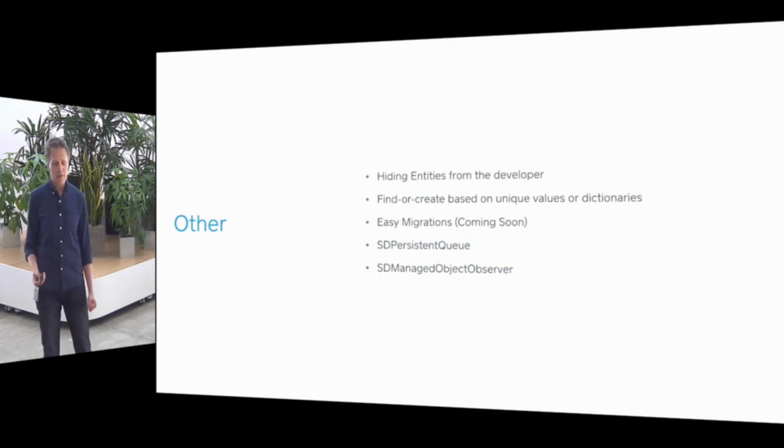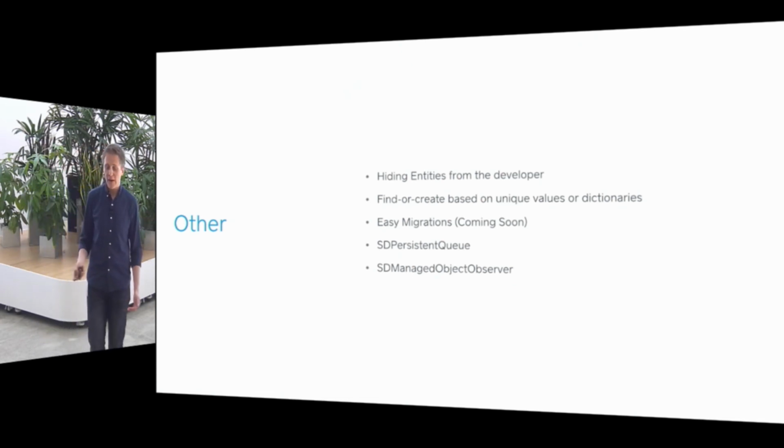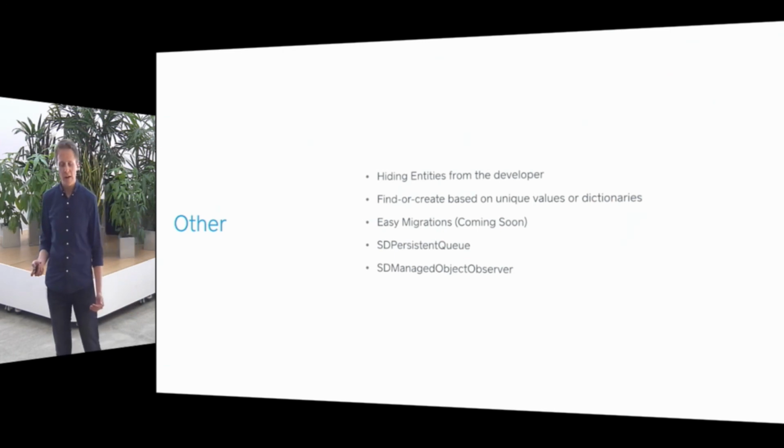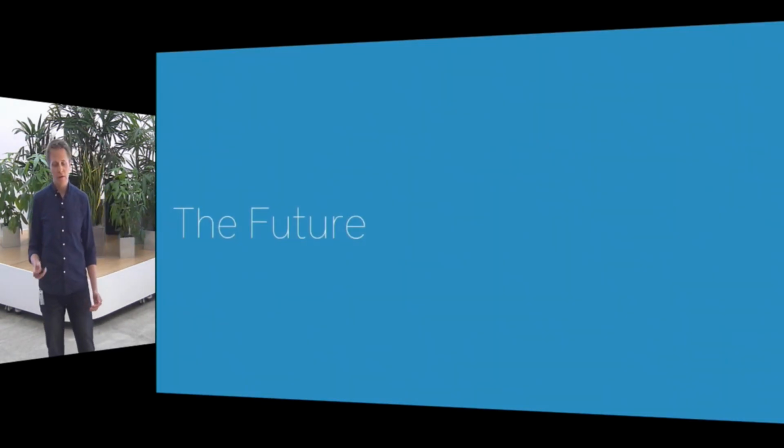Finally, we have the managed object observer, which you can essentially think of as a fetched results controller, but for a single object. You can provide it an object, and it will call your delegate when the object's created or when it's deleted. That's it for Square Data. This is some of the stuff that we're thinking about in the future.